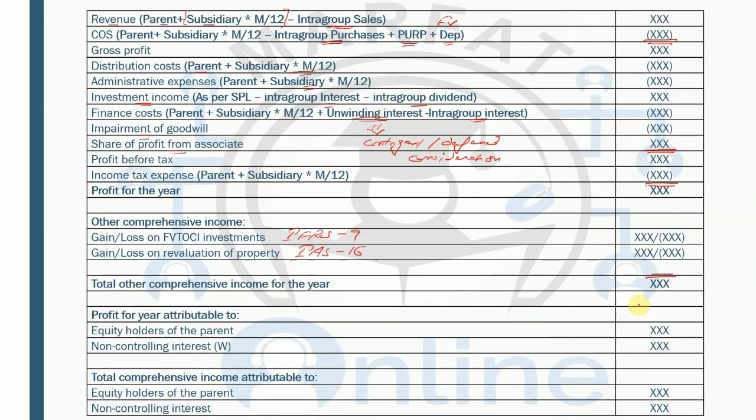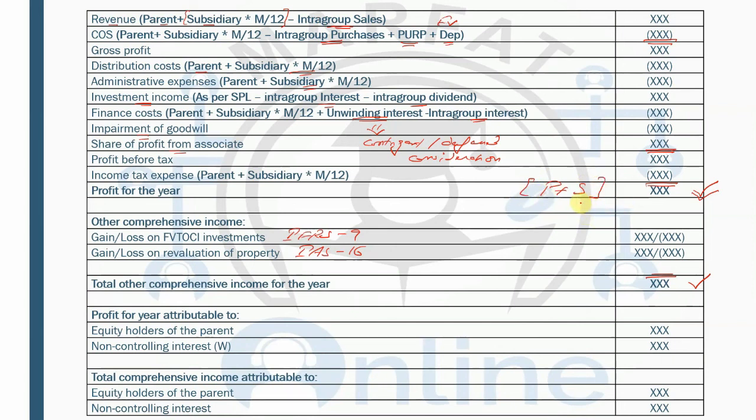One of the most important steps that you need to remember is that this profit which you have calculated and this total comprehensive income should be distributed between the owners of the parent and the NCI. That means you have to distribute this between the parent and the non-controlling interest. But the biggest mistake students make is they take this figure and distribute it on the set percentages. Now why is this wrong? This profit for the year is the consolidated profit of the parent and the subsidiary.